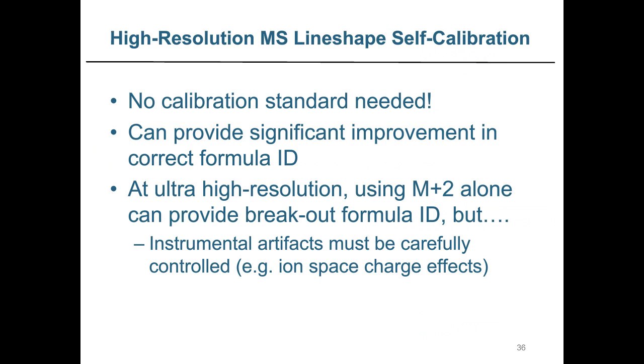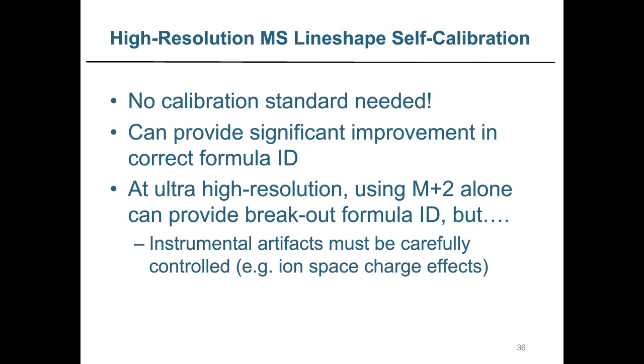So just a little wrap up on the high resolution line shape self-calibration. The neat thing is no calibration standard is needed. We have an internal calibration standard, which is the monoisotopic peak. It can provide a pretty significant improvement in the correct formula ID, even at high resolution. And at high resolution, our ability to just use the M+2 peak alone can provide really distinct, unambiguous formula ID. However, you do have to be careful about instrumental artifacts.